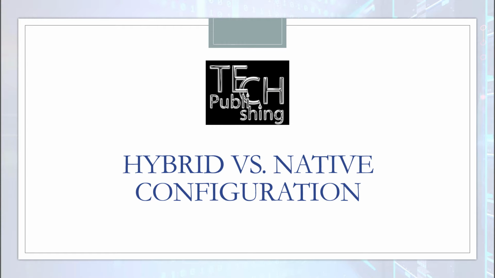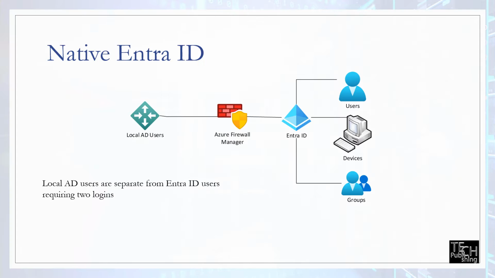Sometimes it helps to have a visual of what's happening in the background in Microsoft Azure, Entra ID, and other services. So here we have hybrid versus native. Hybrid means that you have on-premises Active Directory. You're synchronizing your Active Directory users into Entra ID, and then those users have single sign-on capability. Native means that you don't synchronize, and let's see what happens.